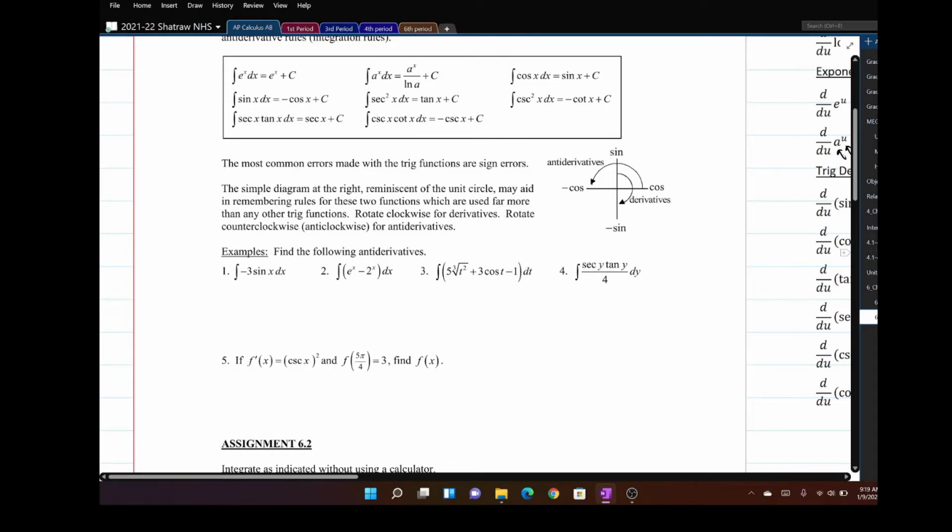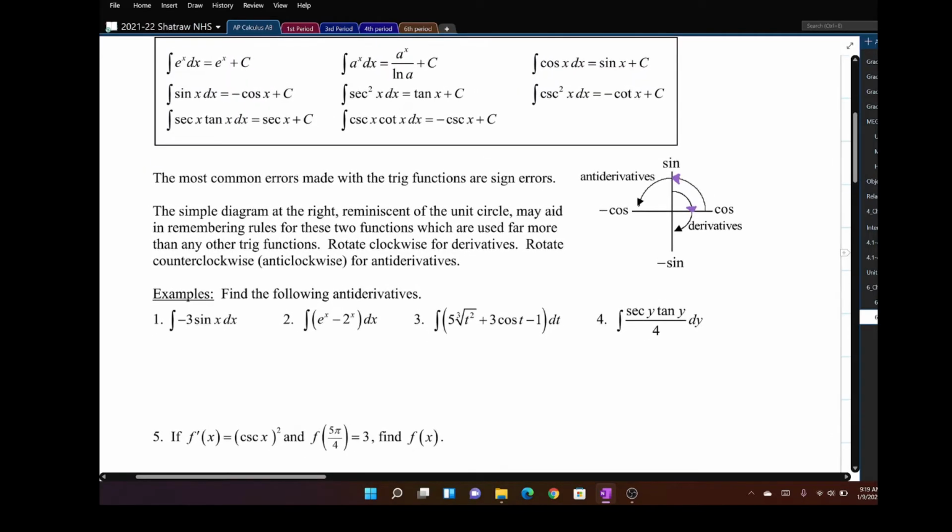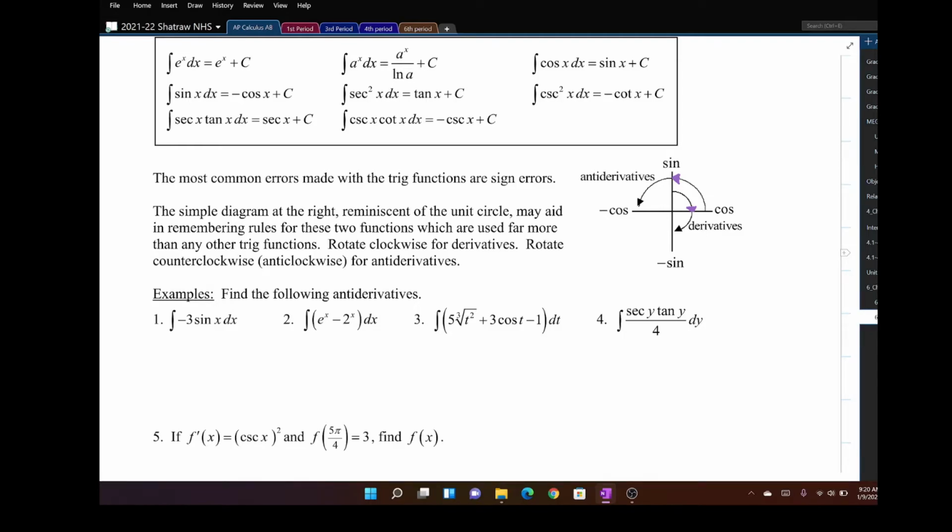So now I do want to remind you again about sign errors. I just mentioned it, but let me mention it again. And I really feel like this chart would be better if there was a little arrow right here and a little arrow right there. All right, let's talk about it. In the simple diagram at the right, reminiscent of the unit circle, it could help you in remembering the rules for these two functions, which are used far more than any other trig functions. Rotate clockwise for derivatives, rotate counterclockwise for antiderivatives.